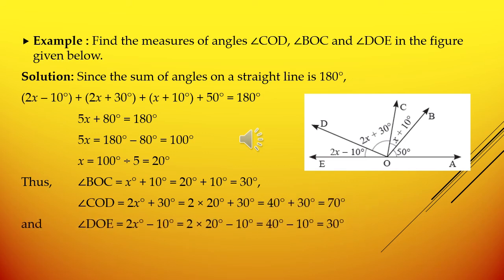In this example also, we can see that there are four angles and all these angles are lying on a straight line. So easily we can write that the sum of all these angles is equal to 180 degree because these angles are lying on a straight line. So the sum of these angles is equal to 180 degree. From this we can find out the value of x, which comes to be 20 degree, and then we can find out all the angles which are given here in the figure.